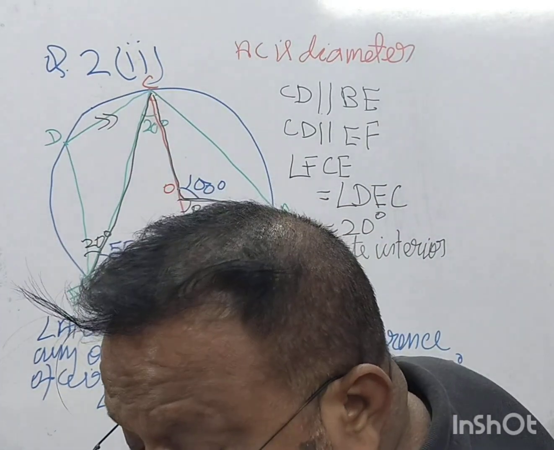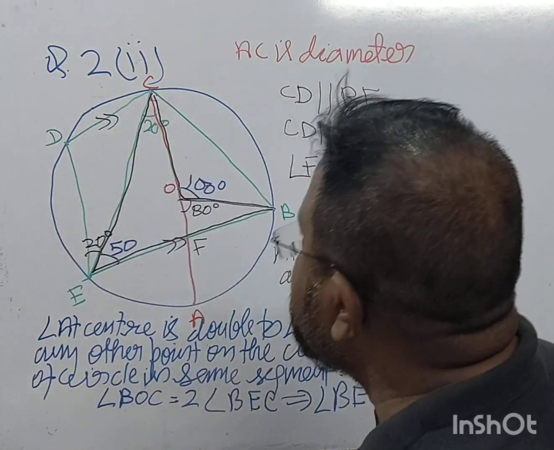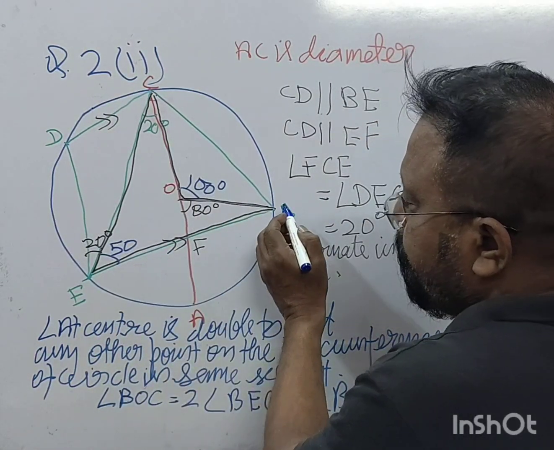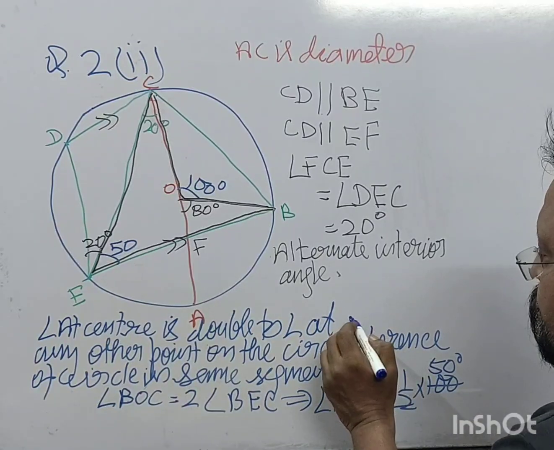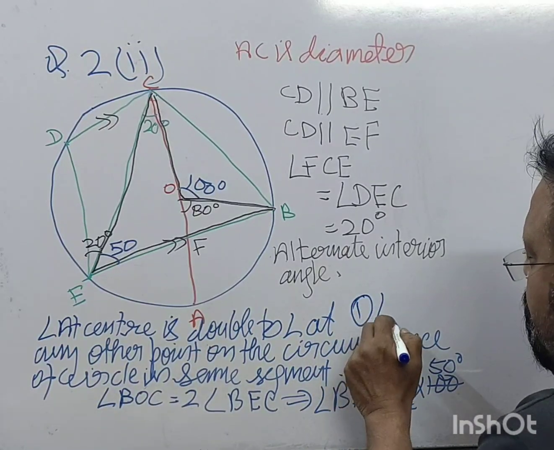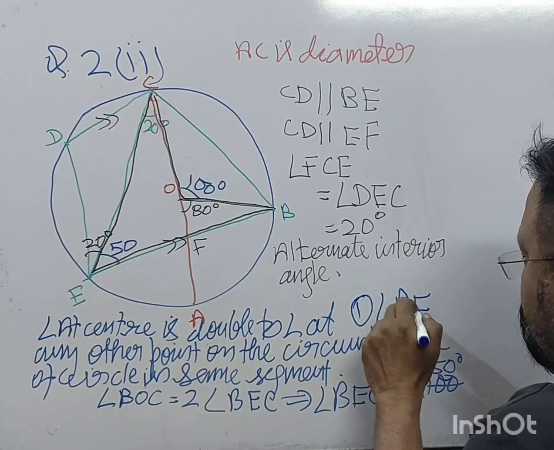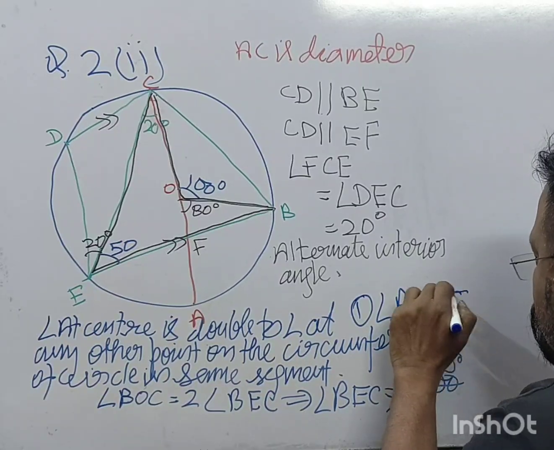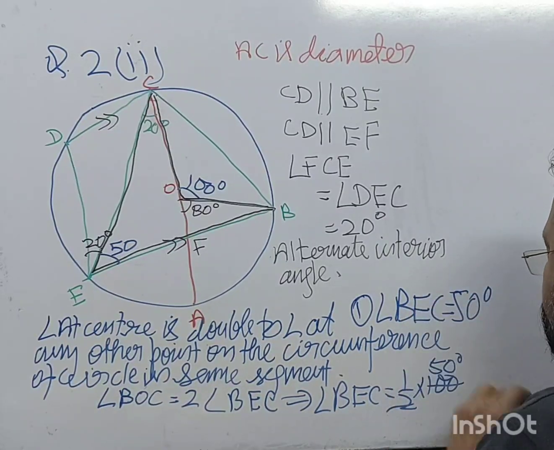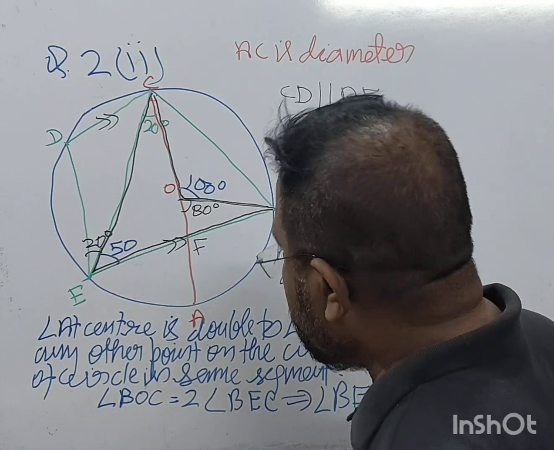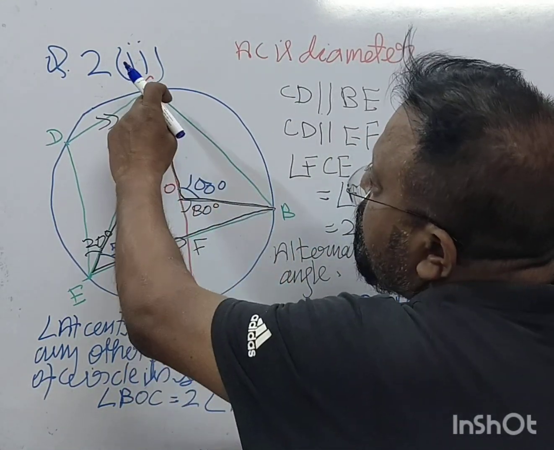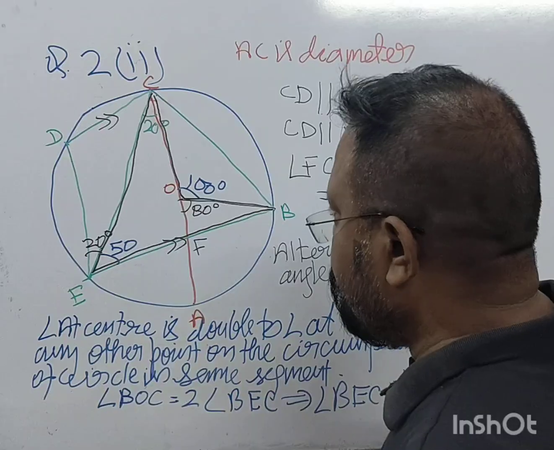हमें क्या निकालना है? एंगल BEC. कौन सा था? BEC. So we get it. First answer is angle BEC is equal to 50 degrees. You get it? अब एंगल BCD आ गया. BCD. This angle we need.